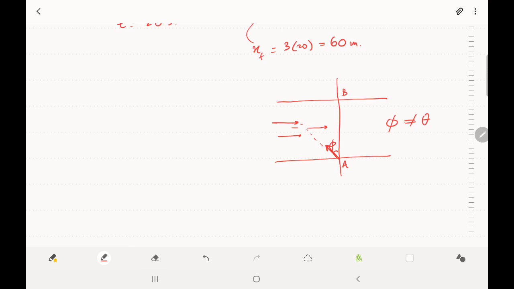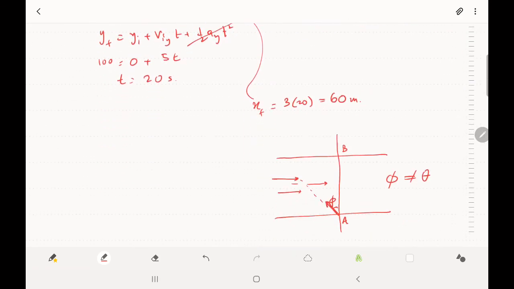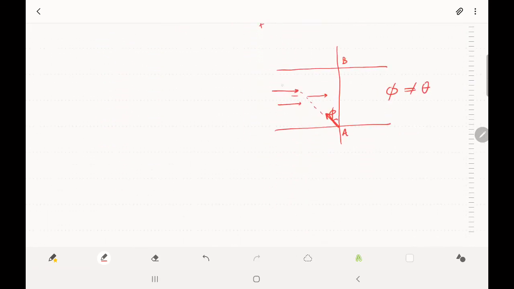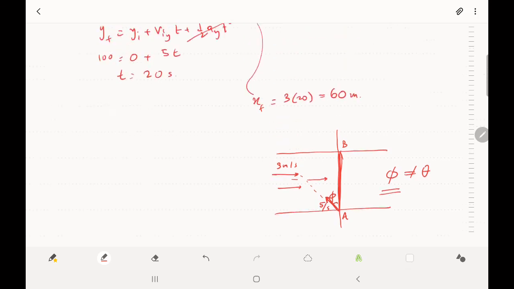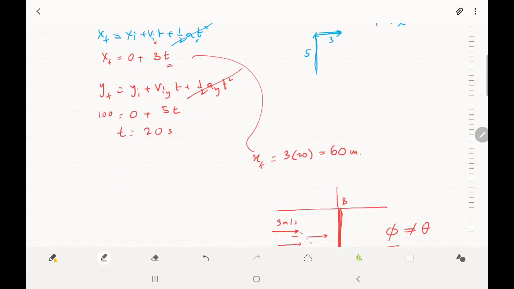So you can take the same numbers. This would be 3 meters per second. This would be 5 meters per second. So what is the value of the angle, and how long would it take? And would it take the same amount of time to go from A to B as it did to go from A to C? Okay, so try those.